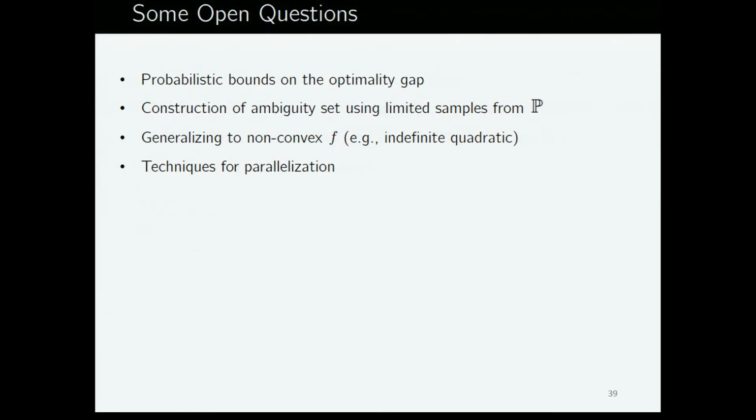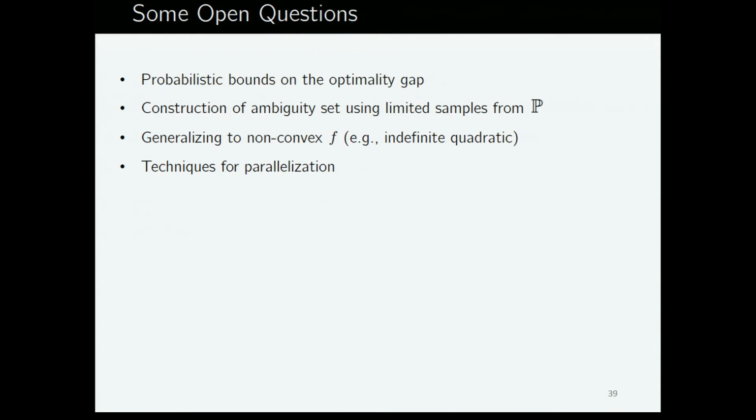Okay, good. So there are some open questions here. I mentioned earlier, can one construct probabilistic bounds on the optimality gap associated with solutions generated by these approximations? It would be interesting. There is some initial work focused on generalizing these types of results to non-convex constraint functions F. This would be useful for the case of the AC power flow problem or the quadratically constrained quadratic program representation. And finally, there are interesting questions related to parallelization.